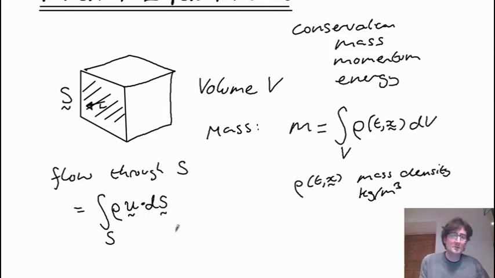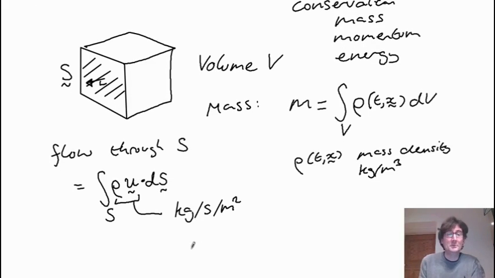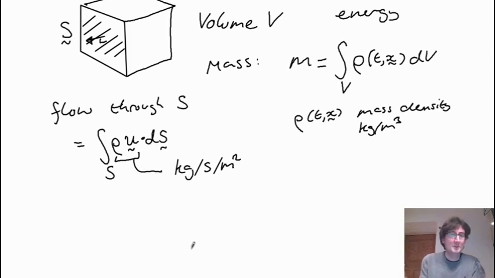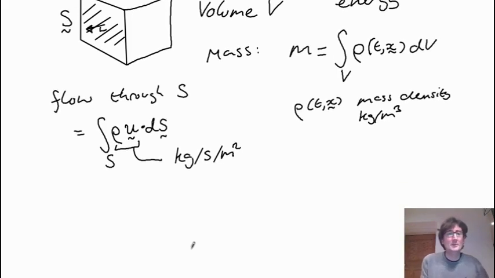And so the total units of this are kilograms per second, and then per meter squared. It's the units of this bit. And then if we integrate this in area, dS, we just get kilograms per second. So this is how much mass, how many kilograms per second, are leaving or entering the volume. And if it's positive, then they're leaving, and if it's negative, then they're going into the volume.